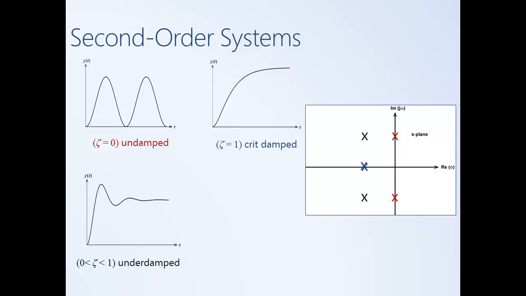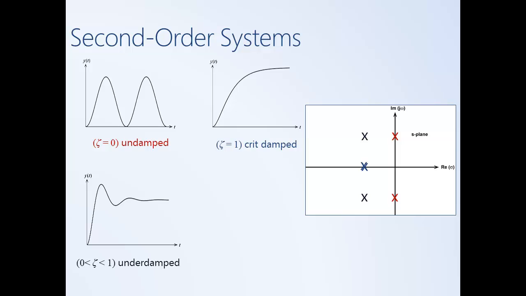When zeta is exactly equal to 1, we have a repeated real pole. So we have two poles on the real axis at the exact same location. Since we have no imaginary part, we have no oscillation, and we get a response that looks like this.